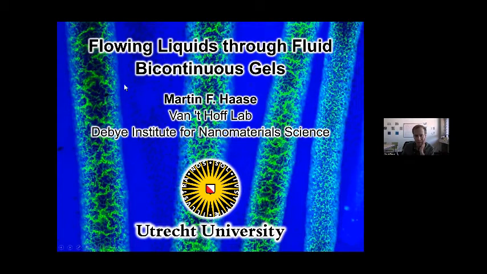So let me briefly tell you what my title slide here shows you. Here you see these fibers in the background. I call these fluid-bicontinuous gels. There are two fluids. One is water, that's in blue, and another fluid that is an oil that is shown in green here. And what we have been working on recently is to actually really flow liquids through these fluid-bicontinuous gels. And I'll tell you a little later about that in more detail.